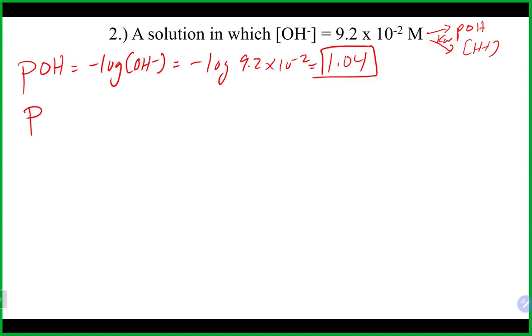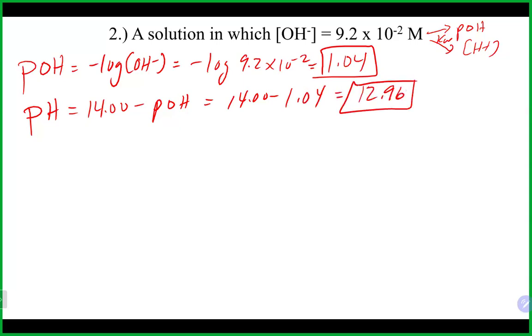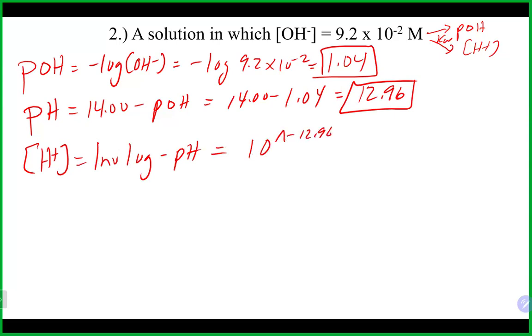I then could use that the pH should be 14 minus the POH. That's going to be 14 minus 1.04. Going to be 12.96 here on the pH. Now that I do have the pH, I could also do the same calculation I just did and get the H plus concentration, the inverse log of the negative pH. Again, going to look something like this. And that will get me 1.1 times 10 to the minus 13 molar.